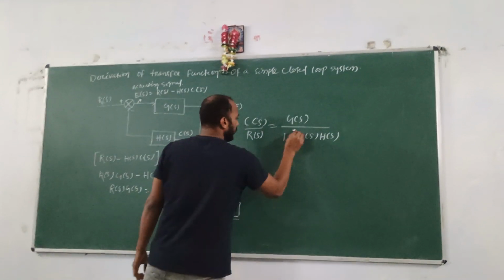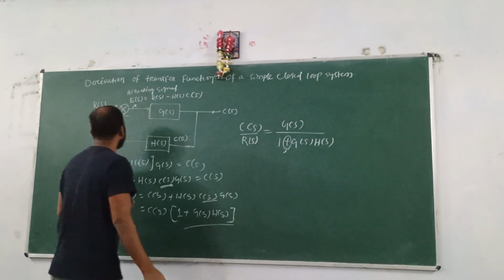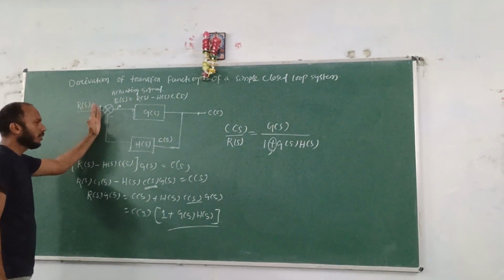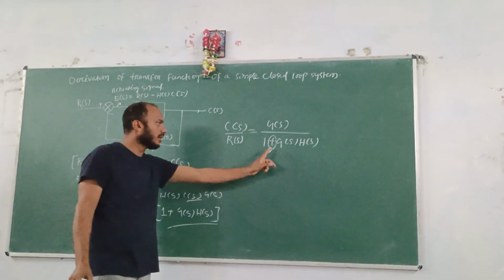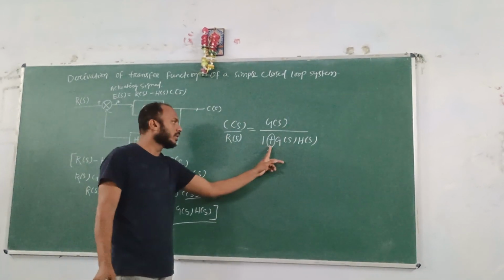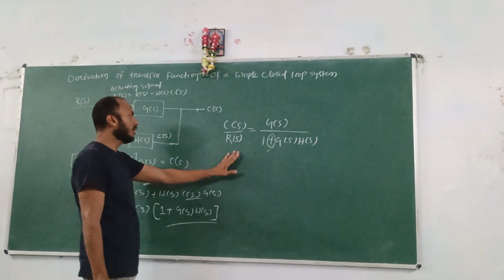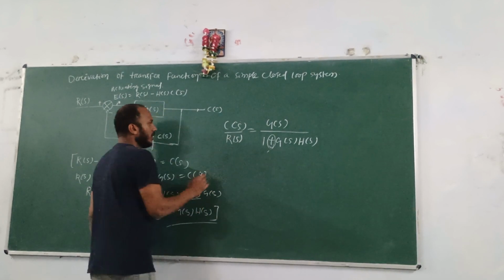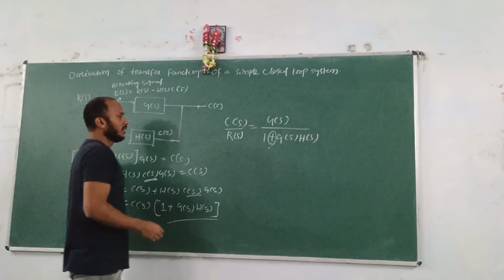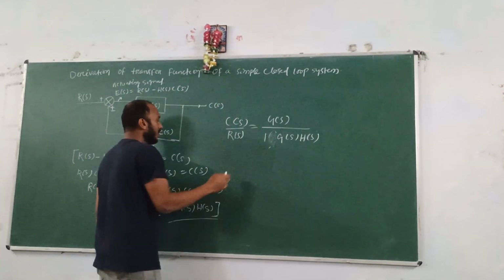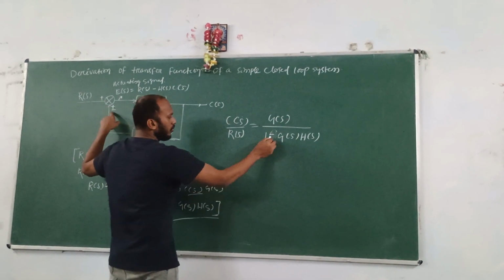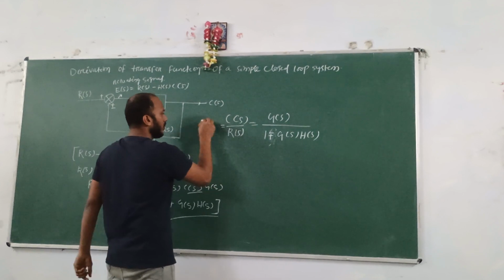This sign is plus or minus, totally dependent upon the feedback. If the feedback is negative, then the sign at this point will be positive. If the feedback is positive, then the sign at this point will be negative. So for both systems, the sign in the denominator reverses: for positive feedback it will be negative, and for negative feedback it will be positive. This is our transfer function.